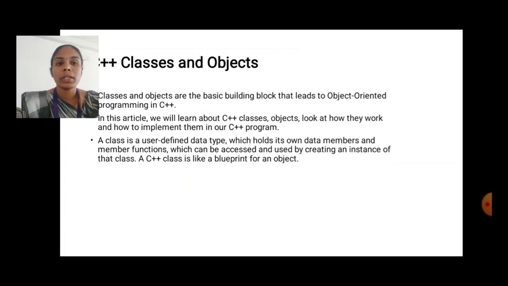C++ classes and objects. Classes and objects are the basic building blocks that lead to object-oriented programming in C++. In this article, we will learn about C++ classes and objects, look at how they work and how to implement them in our C++ program. A class is a user-defined data type which holds its own data members and member functions, which can be accessed and used by creating an instance of that class. A C++ class is like a blueprint for the object.